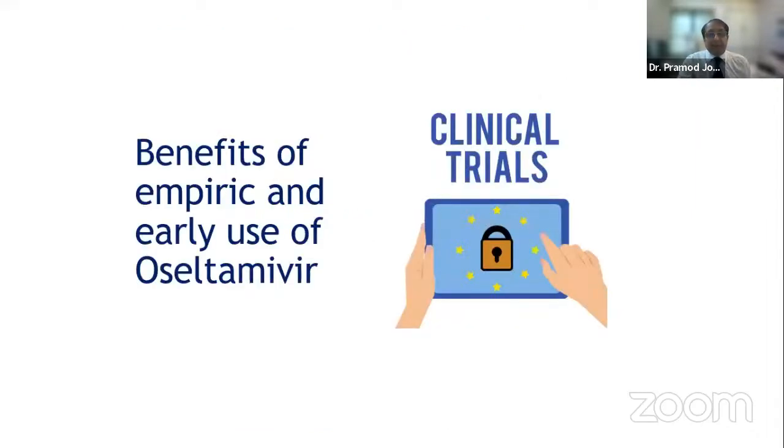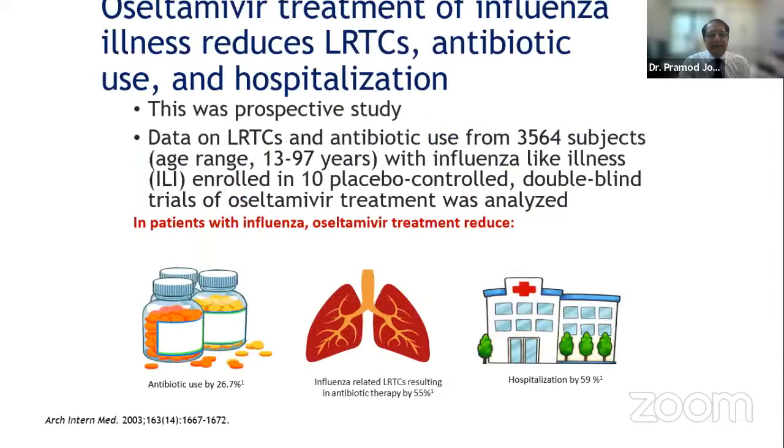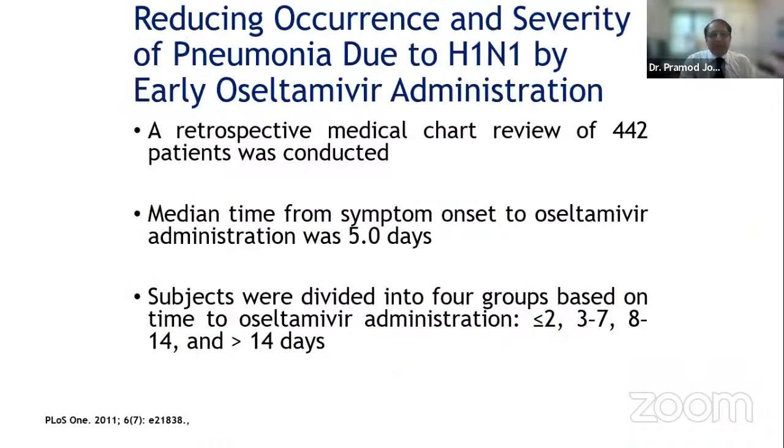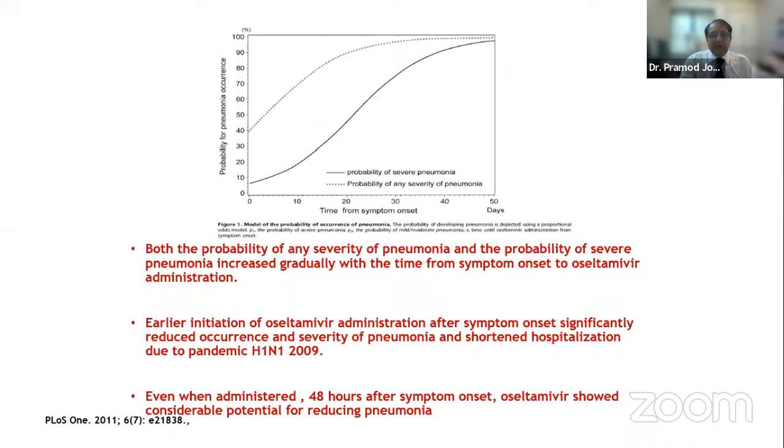There are various benefits of the empiric and early use of Oseltamivir, which have been proved in different clinical trials. In patients with influenza, Oseltamivir treatment reduces so many things. It reduces lower respiratory tract complications, it reduces antibiotic abuse, and it also reduces hospitalization. Remember, the severity of pneumonia because of H1N1 is also reduced. Earlier initiation of Oseltamivir after the onset of symptoms reduces the occurrence and severity of pneumonia and also shortens the hospital stay.